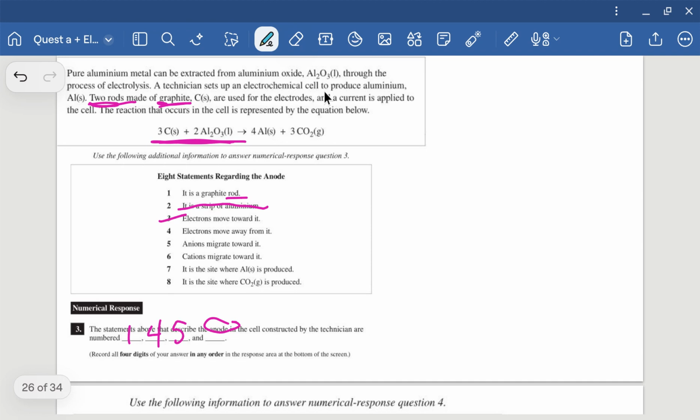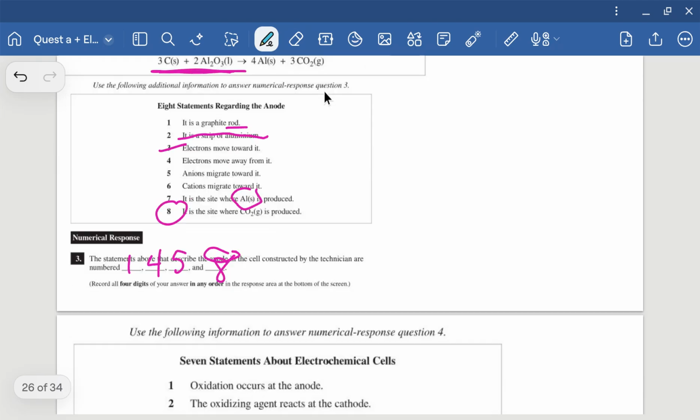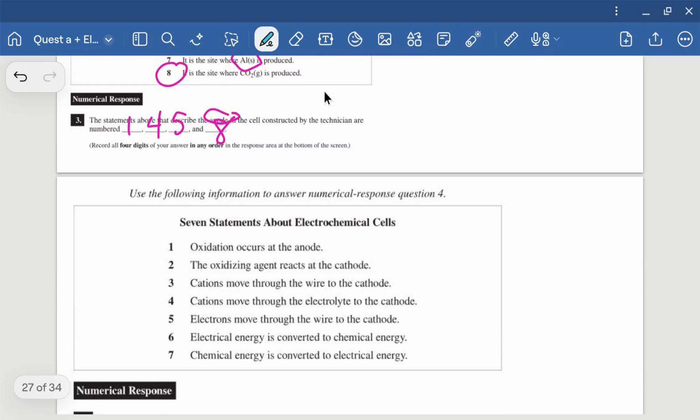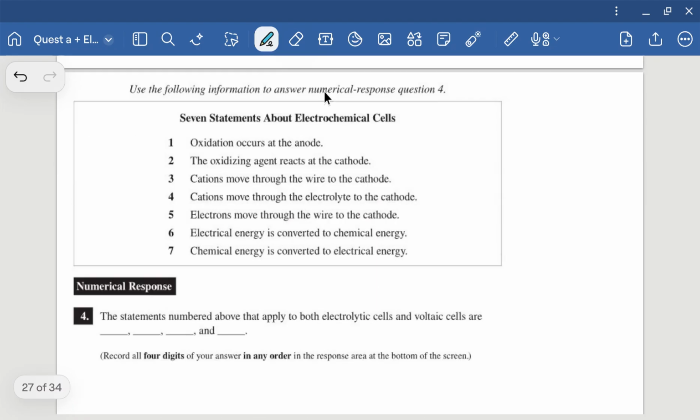And then lastly, it's saying it's a site where which one is being produced. Well, at the anode, aluminum is not being produced, because that is what we're essentially plating. So that's happening at the cathode. So this last one has to be 8. So a bit of a theory question, knowing what's going on within the reaction, but also taking into account what you already know about an anode.